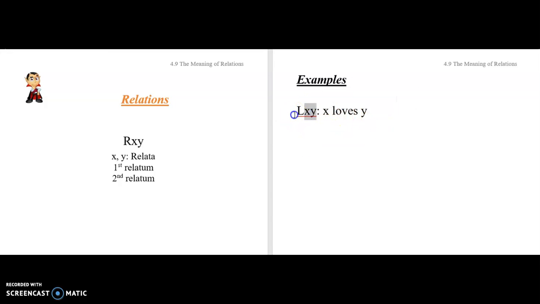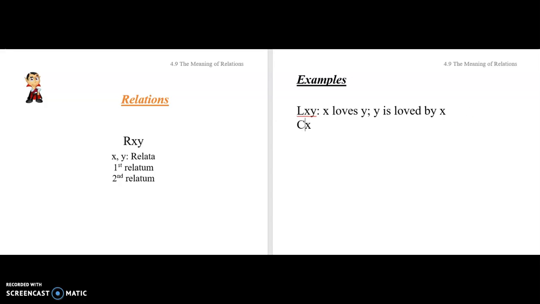However, we can also state this relationship from the perspective of the second relatum. We can say Y is loved by X. So LXY can be read in either of these two ways, and this generally holds for just about any relation. If we think from the perspective of the first relatum, we say X loves Y. If we think from the perspective of the second, we say Y is loved by X.